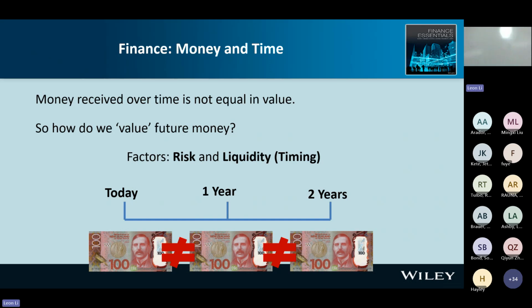So our conclusion is here. Money received over time is not equal in value. So our question is, how do we value future money? Again, two factors to consider: risk and liquidity. Liquidity means timing. But I mean the risk of money and the timing of money.